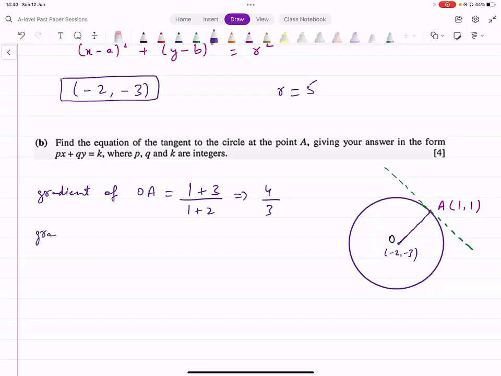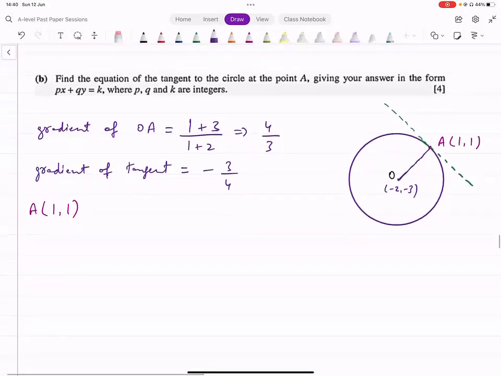What about the gradient of the tangent then? Tangent is negative reciprocal of this, because it's perpendicular, so gradient is going to be negative reciprocal. That turns out to be minus, change the sign and take reciprocal, that's going to be 3 over 4. So we've got the gradient, we've got a point that lies on the line, which is the point A, that's 1 and 1. We can write down the equation of the line now.